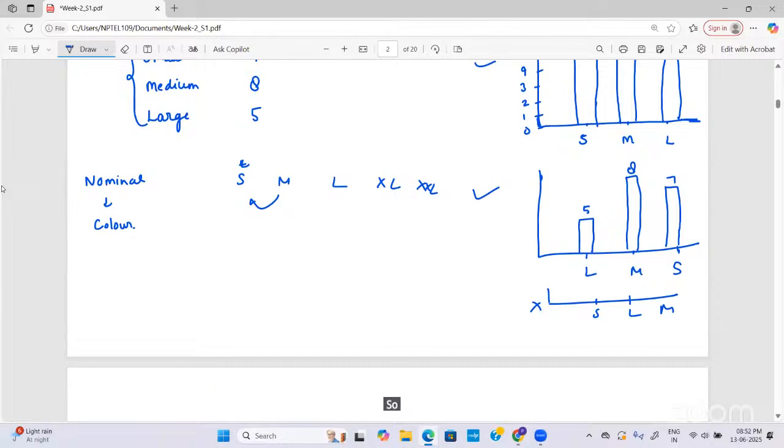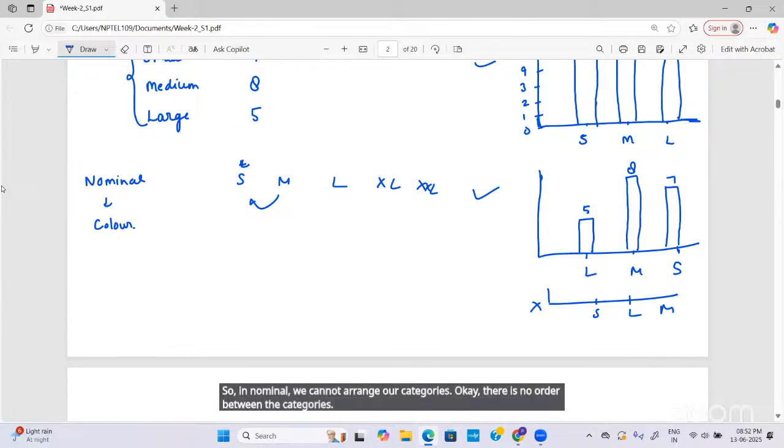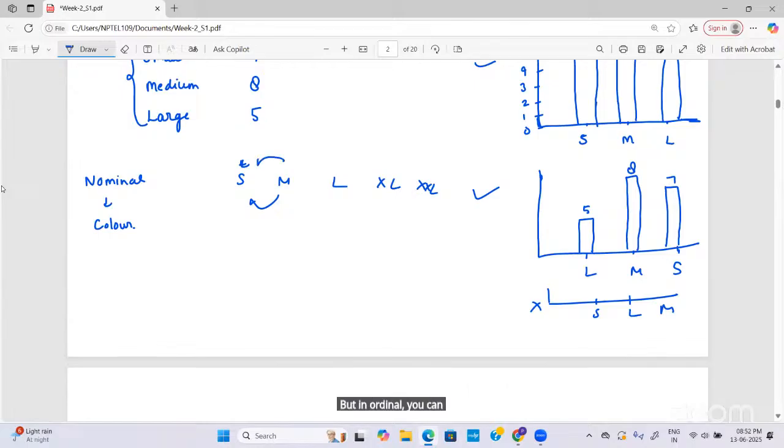In nominal, we cannot arrange our categories. There is no order between the categories. But in ordinal, you can see that this category is greater than that category. Also their subtypes, ordinal and another related to it. Please explain it.